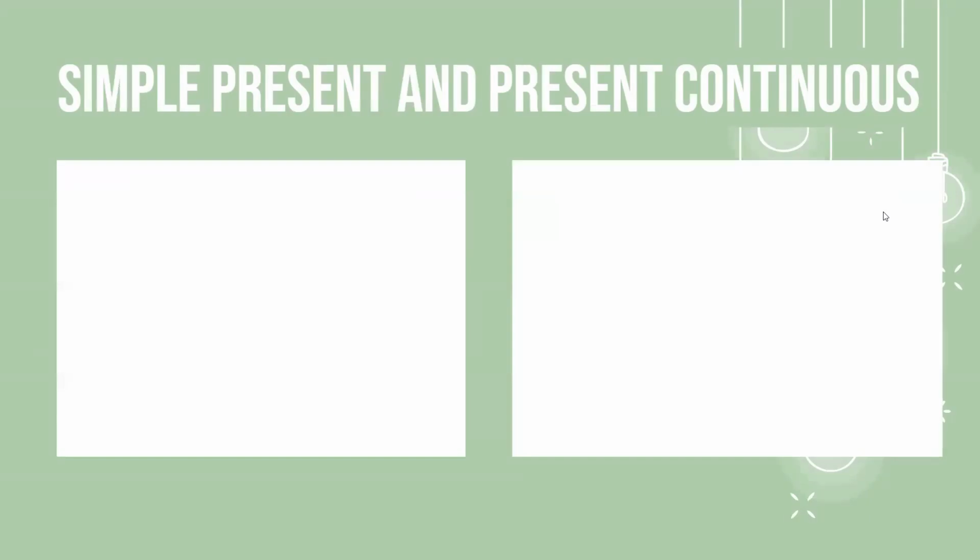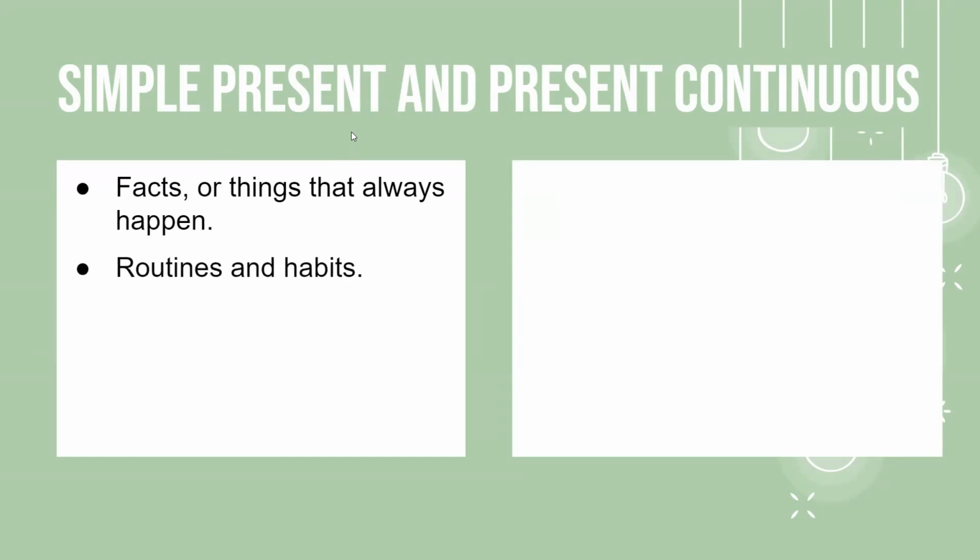So basically, if you remember, the simple present, which is this first column, we use it for facts or things that always happen, things that regularly happen or that are a part of a regular event. For routines and habits, things that we do regularly, for example, things that are in our day-to-day life, or things that we do with certain time in between.